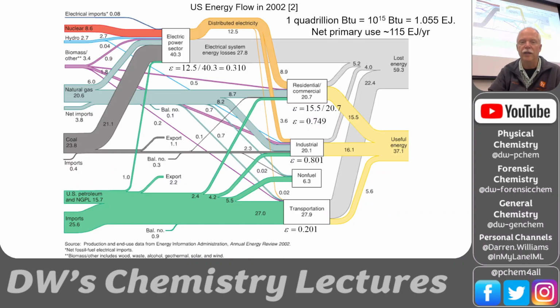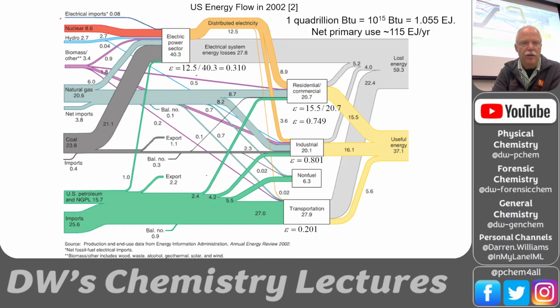So this is the overall energy flow. Now this is an old document. This is 2002, but we'll update it. But you'll see also how little it changes over the years. So here we have all of the different inputs. And this is put out by the U.S. Energy Information Administration.